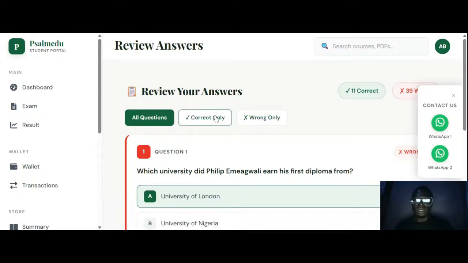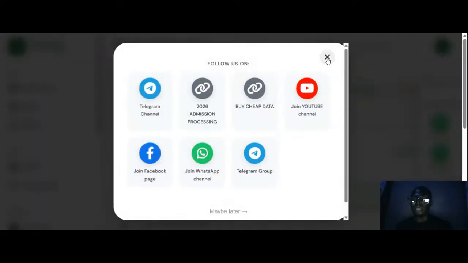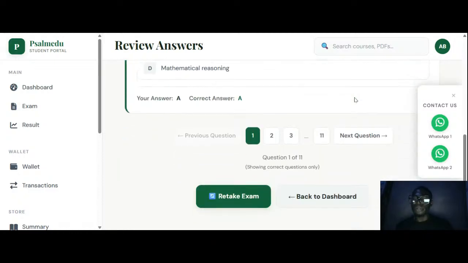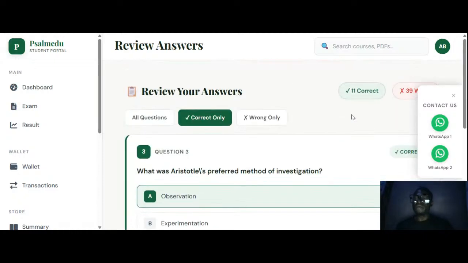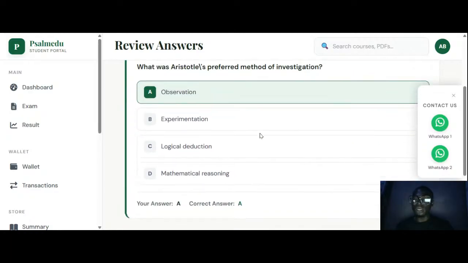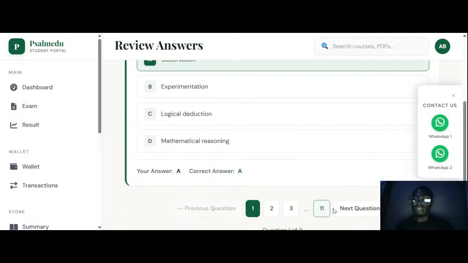Let's see the correct answers. So we answered 11 questions and we got all the answers correctly. Everything we've chosen or written down is correct. That is nice. This is a wonderful one. So everything we've selected or written down, put that in mind, they are all the correct answers. According to this, this is a recap. The correct answer is truly observation and so on and so forth.